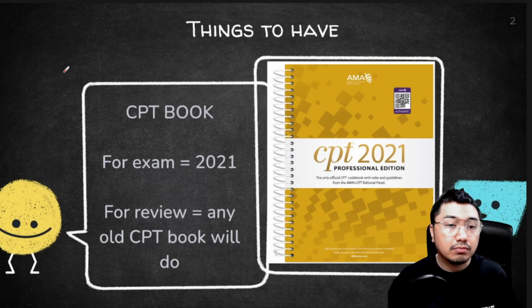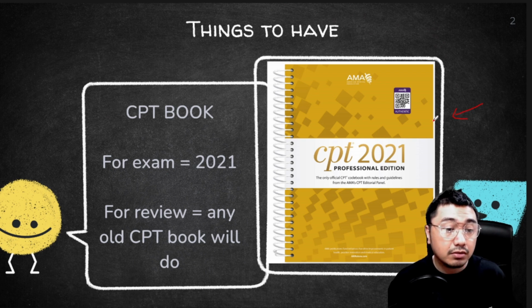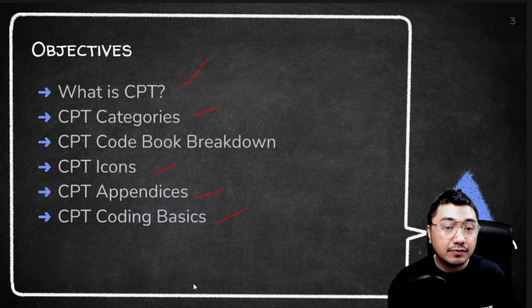So, things to have for this video and presentation. You should have the 2021 CPT book. If you have it available, that's wonderful. But if not, as I have told you earlier, any old CPT book will do. Our objectives for today are the following.